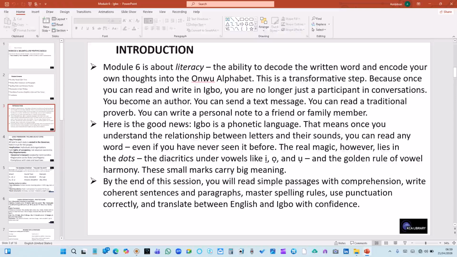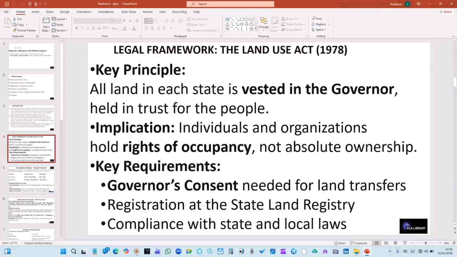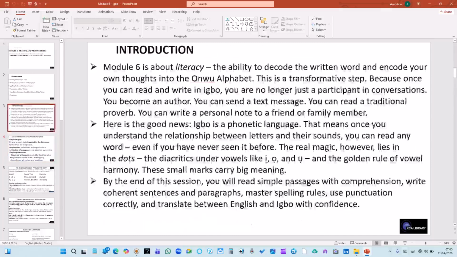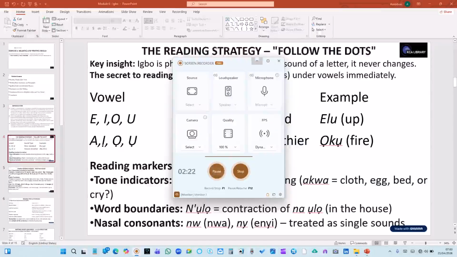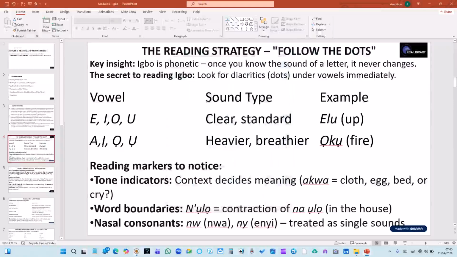By the end of this section, you will read simple passages with comprehension, write coherent sentences and paragraphs, master spelling rules, use punctuation correctly, and translate between English and Igbo with confidence. Let us begin with the reading strategy, that is, follow the dot.